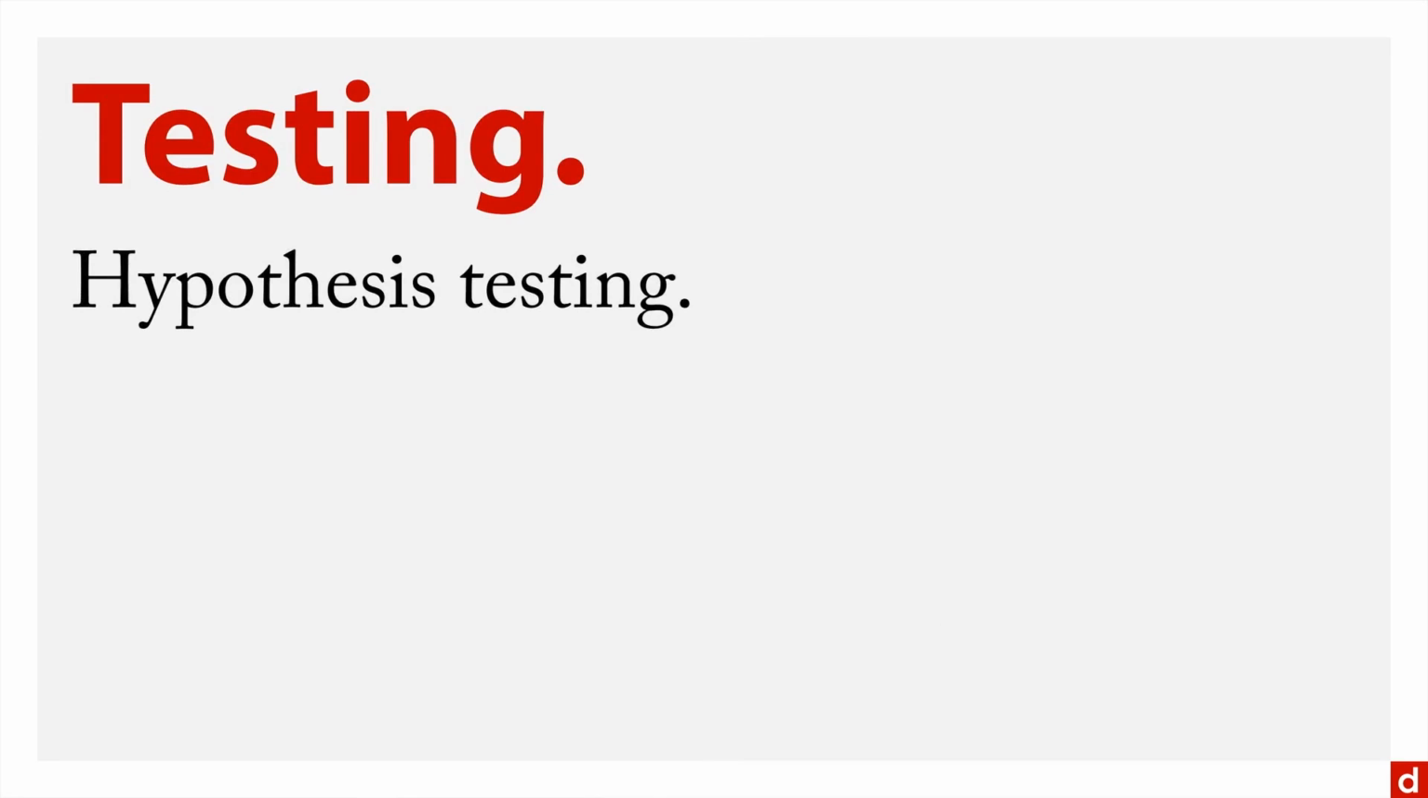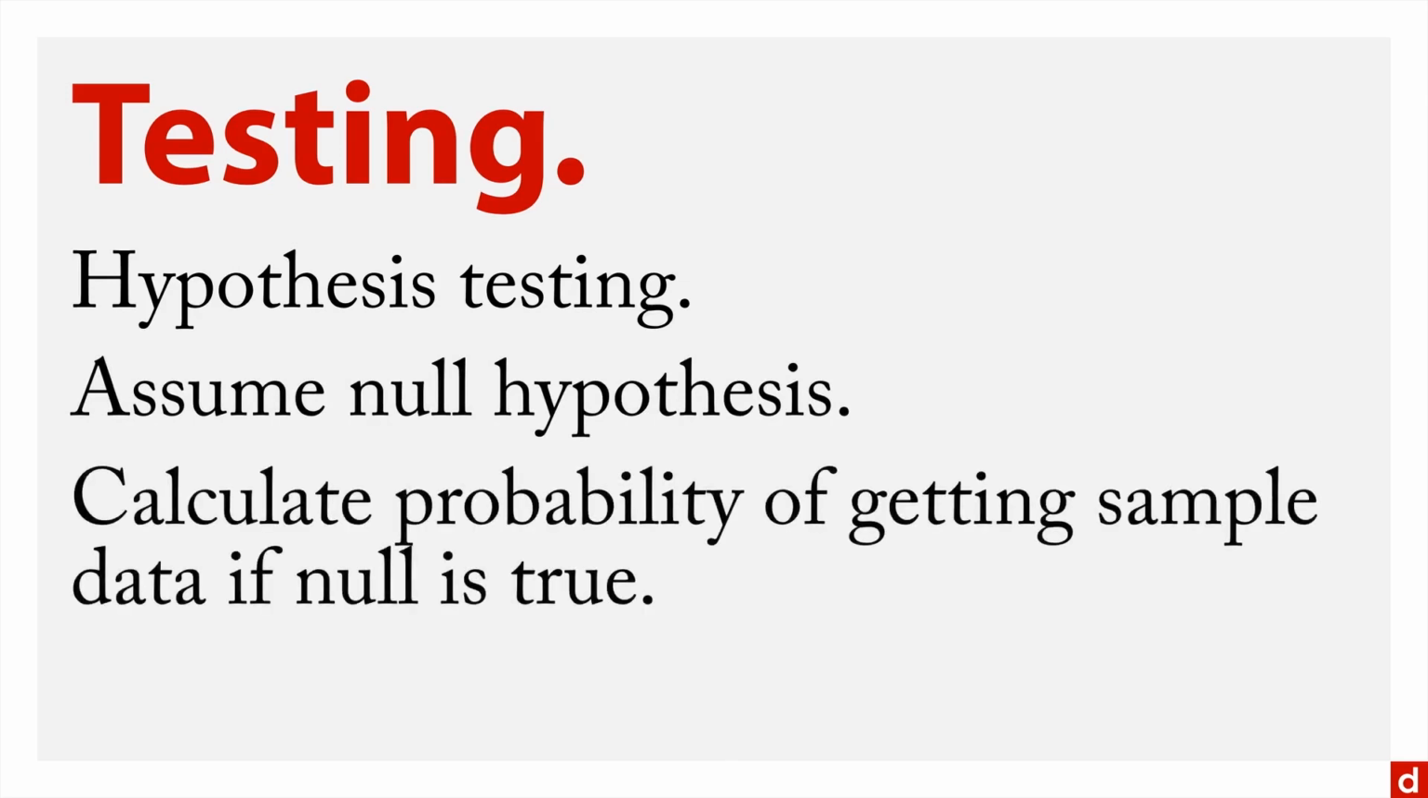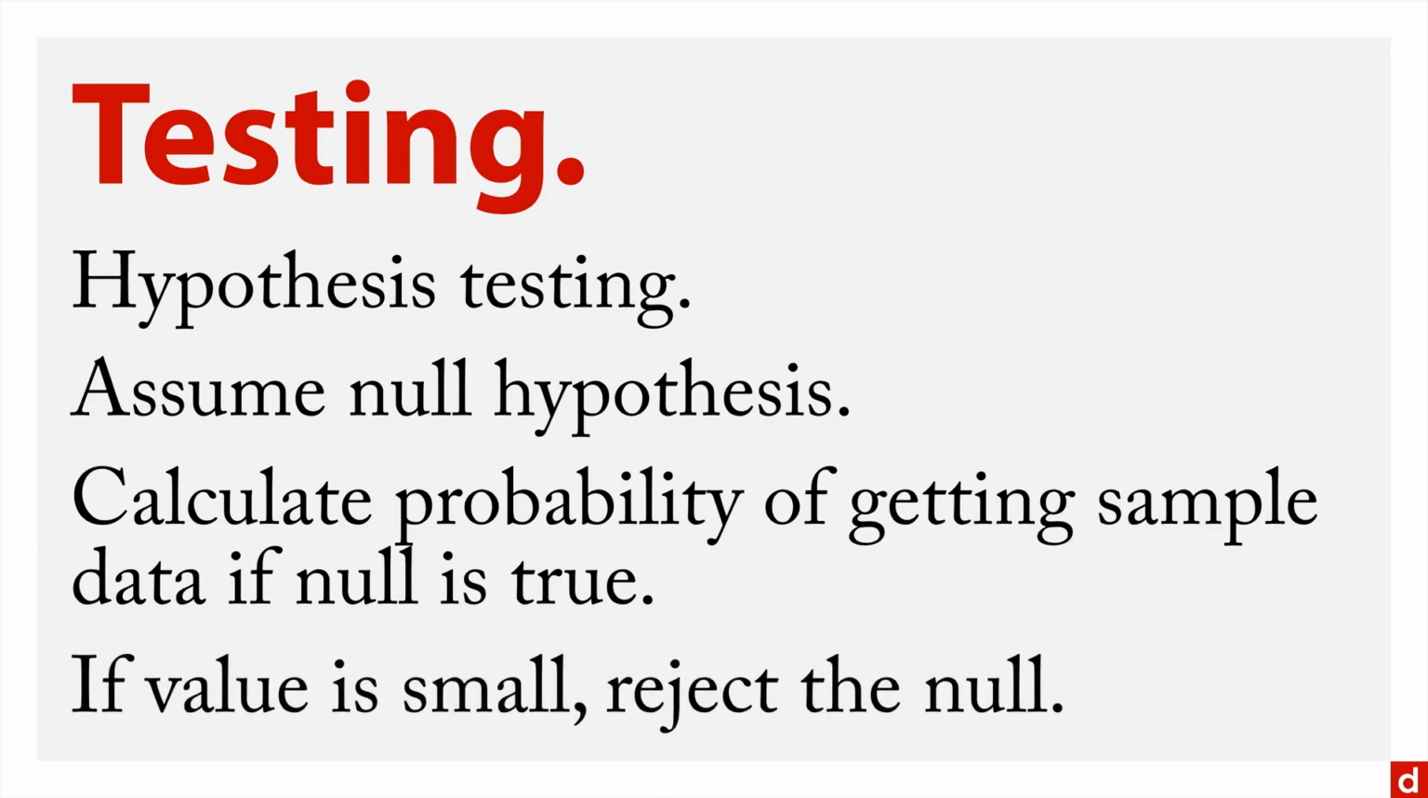Now, also with inference, there are two very general approaches. There's testing, which is short for hypothesis testing, and maybe you've had some experience with this. This is where you assume that a null hypothesis of no effect is true. You get your data and you calculate the probability of getting the sample data that you have if the null hypothesis is true. And if that value is small, usually less than 5%, then you reject the null hypothesis, which says really nothing's happening, and you infer that there is a difference in the population.